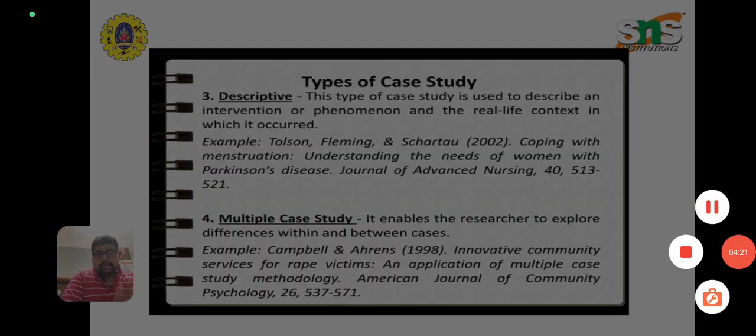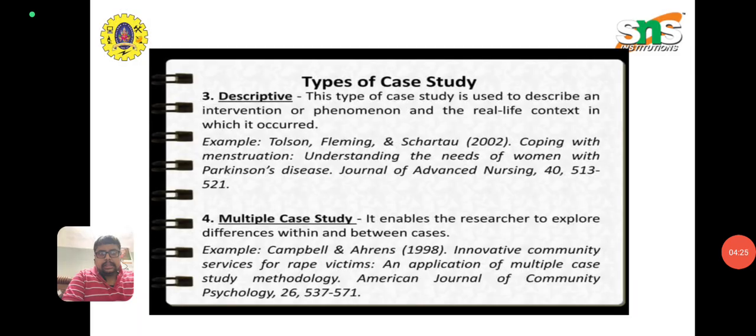Next, there are more types of case study. Next we are going to see the descriptive case study. This type of case study is used to describe an intervention or phenomenon in the real-life context in which it has occurred. Example: Tolson and Fleming's journal article, coping with menstruation: understanding the needs of women with Parkinson's disease, Journal of Advanced Nursing, 45, 30 to 521.